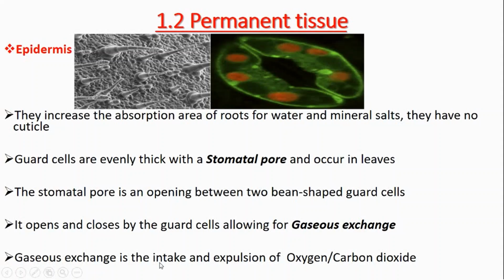Gaseous exchange is the intake and expulsion of oxygen or carbon dioxide. Humans during gaseous exchange take in oxygen and give out carbon dioxide, whereas plants in gaseous exchange take in carbon dioxide and give out oxygen. The gaseous exchange in plants is through the stomatal pore.